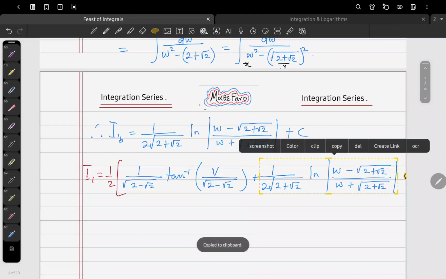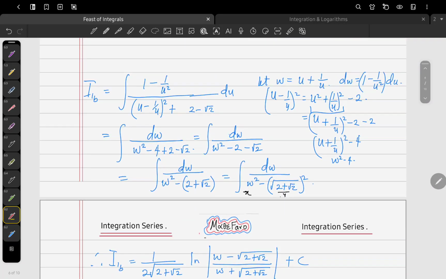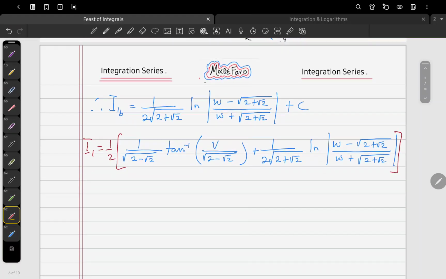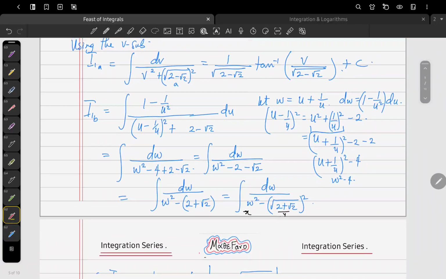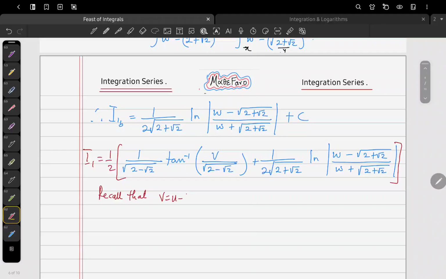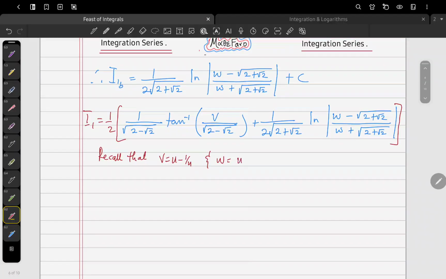Paste. Beautiful. And then we need to bring back v and w to u. So we recall that v was u minus 1 over u, and w was u plus 1 over u.